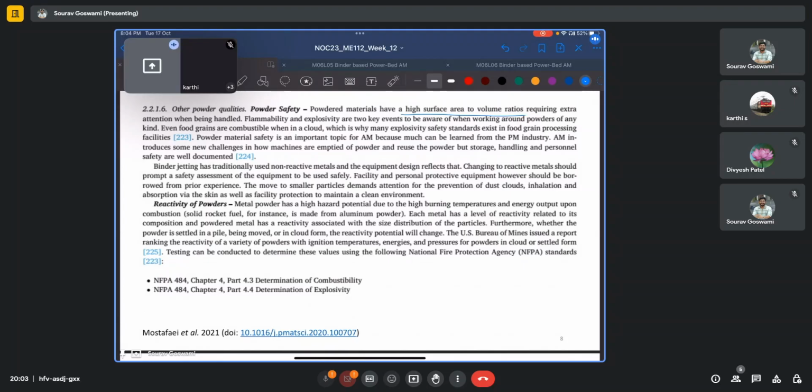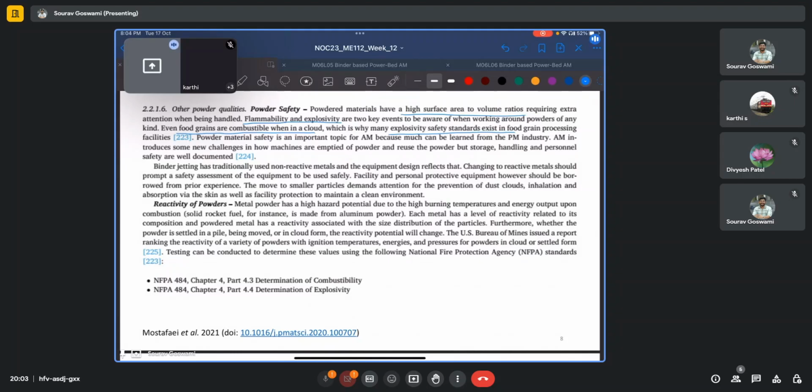However, because of the very high surface area to volume ratio, they need extra attention because such characteristics can cause prompt flammability and explosivity, and these must be thoroughly evaluated when you are working with such powders. And it's very interesting to know that even food grains can be combustible when in a cloud, and thus there are explosivity safety standards which already exist in the food processing industries.